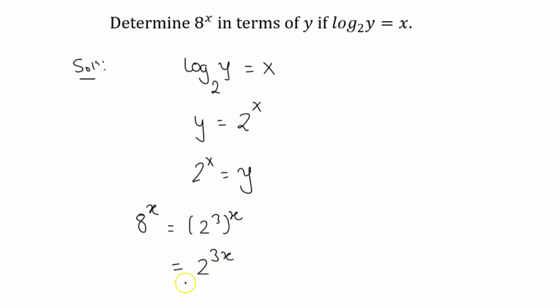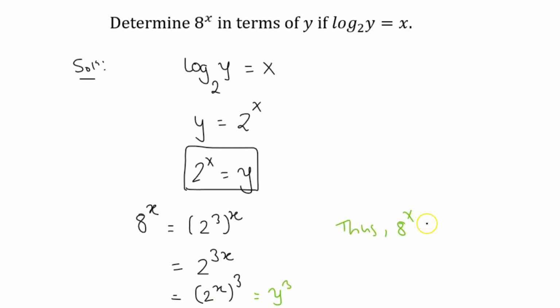Or we can rewrite it as 2 raised to the power of x whole raised to the power of 3. Now 2 raised to the power of x, we have already obtained that value is equal to y. So if we substitute this value with y, we can say thus 8 raised to the power of x simply equals y cubed. So this is the final answer. Let's move on to the next problem.